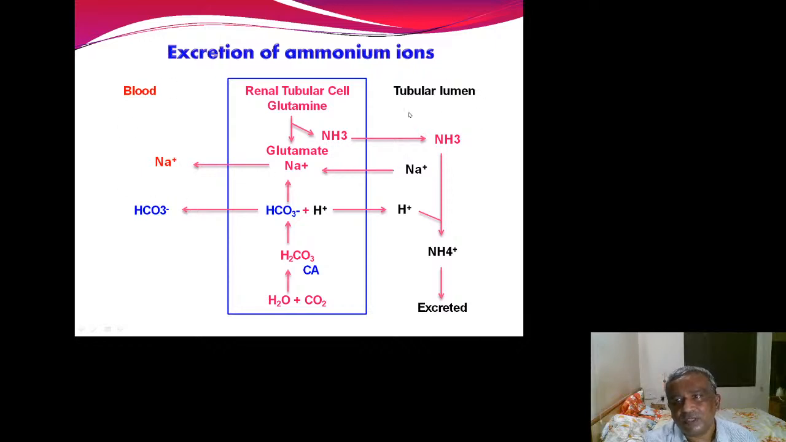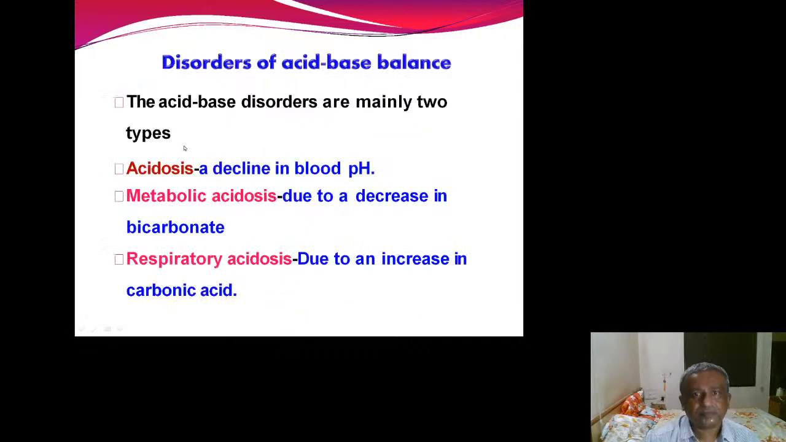The sodium, in the same process, from the tubular lumen enters inside the renal tubular cell and then into the blood. So from glutamate in this process NH3 is produced. NH3 combines with the H plus which is obtained from the renal tubular cell from H2CO3. This H is lost as NH4 plus and bicarb is retained. So again hydrogen is lost, bicarb is retained, sodium is retained.